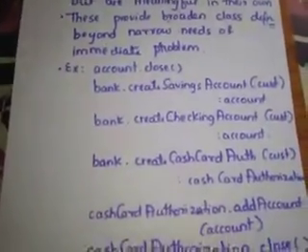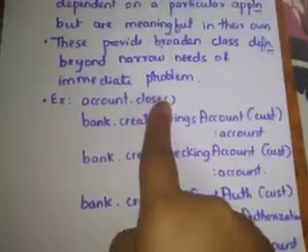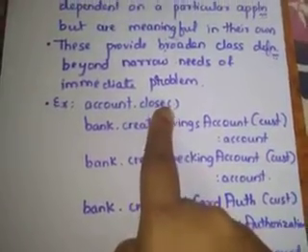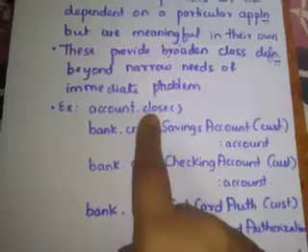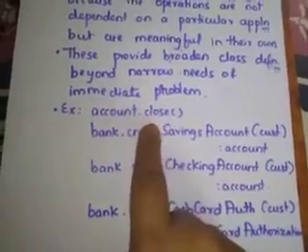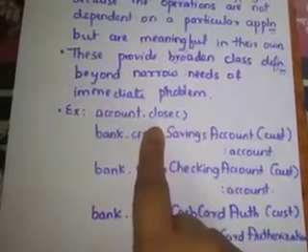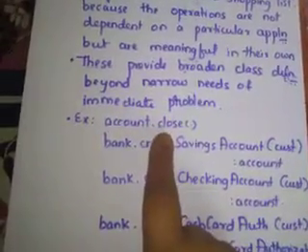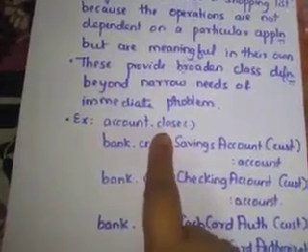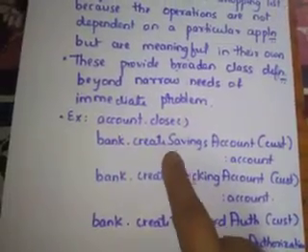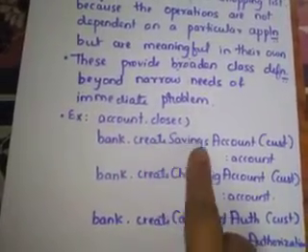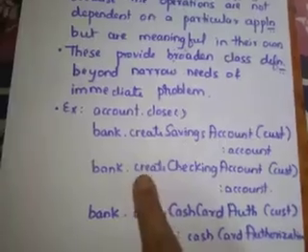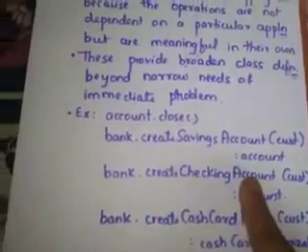For example, opening and closing of an account, right? So this is the operation of opening and closing. This is not specific to any application, because whether you go to any bank, opening and closing an account is a common operation, right? Similarly, when you want to open an account, we say create a savings bank account. Otherwise, we say create a checking account.